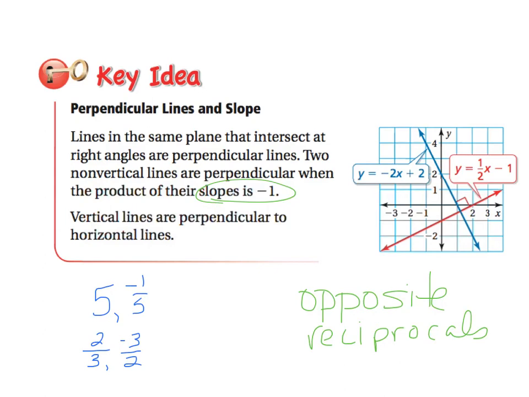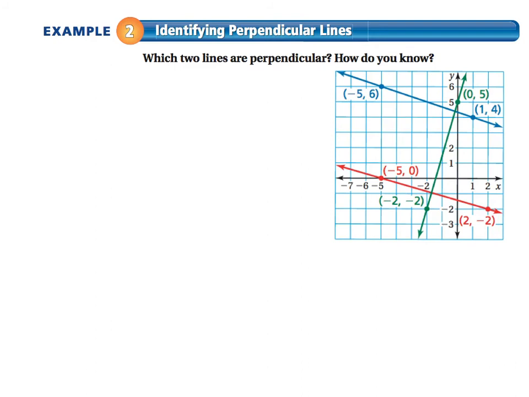The only time that does not work is when you have vertical and horizontal lines, because you have an undefined slope and a 0 slope, but they are also perpendicular. So in example 2, which two lines are perpendicular and how do you know? Well, once again, you must find the slope of all of them.